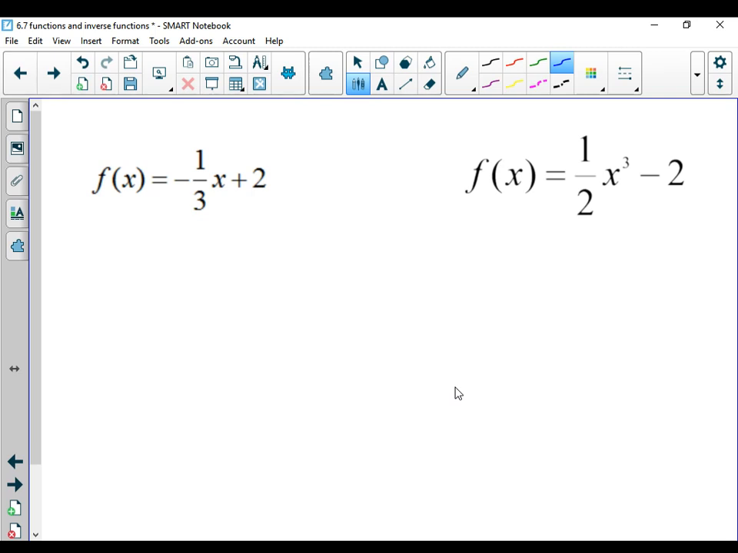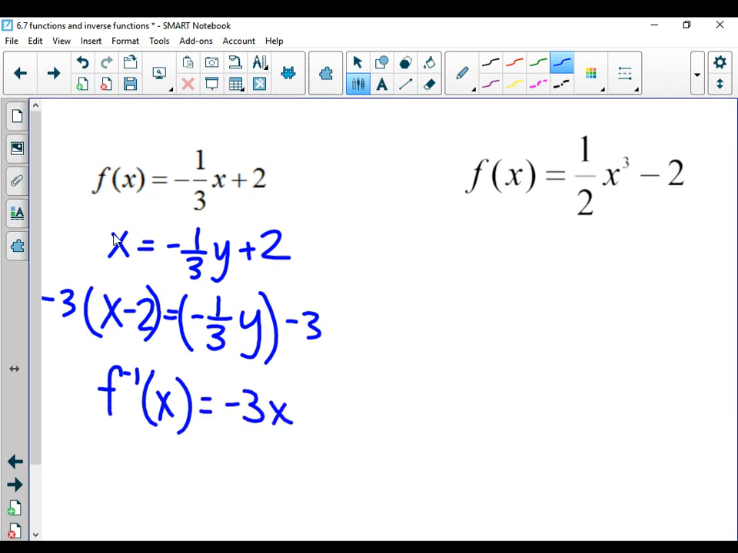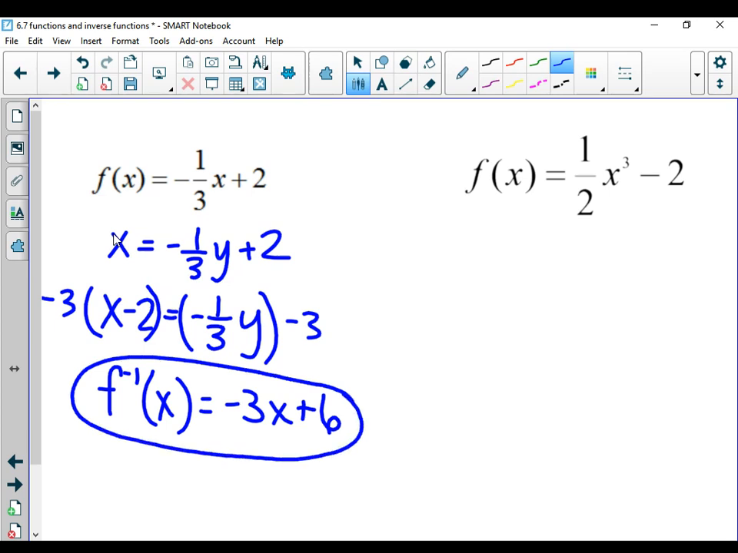All right, so for the first one, if I switch my x and y and solve for y, how can I get rid of negative 1/3? Multiply by negative 3. And when I do that, I have to make sure I multiply everything by the negative 3. So my inverse of f of x is equal to negative 3x plus 6. Okay.